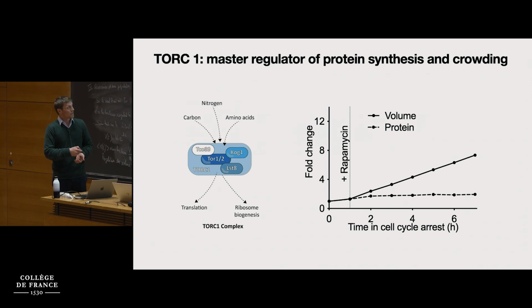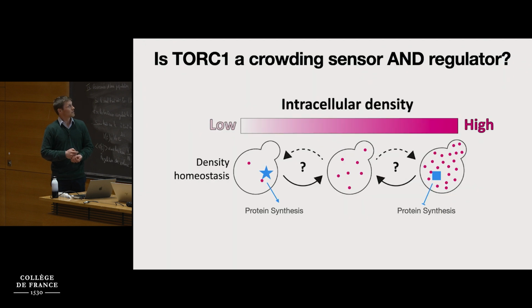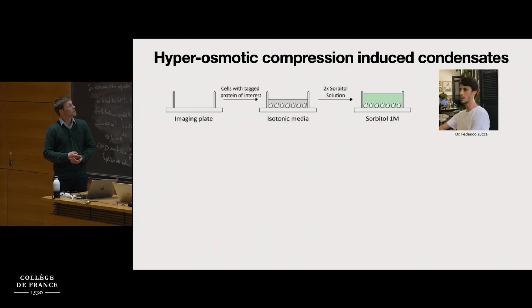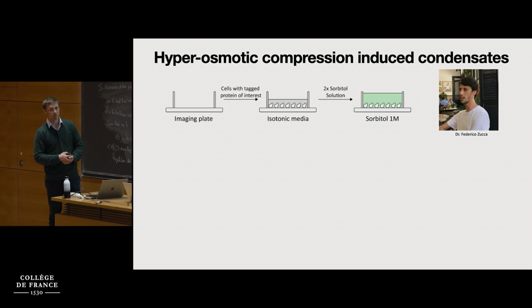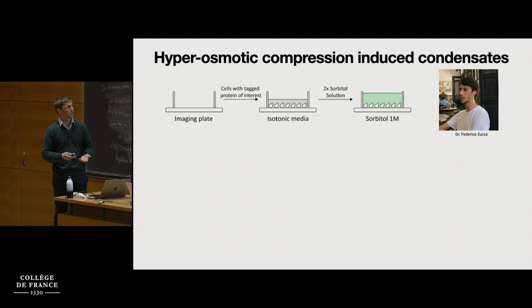And as I said, TOR complex 1 is a main regulator of cytoplasmic crowding, and it leads to this uncoupling of volume increase and protein production. So what we think might be happening is that if cell density is too high, TOR complex 1 might become inactive due to this increased crowding, which could inhibit protein synthesis and lead to a reduction in crowding again, and vice versa. Before I finish, Federico, a postdoc in the lab, started looking at this behavior a little bit in cells.